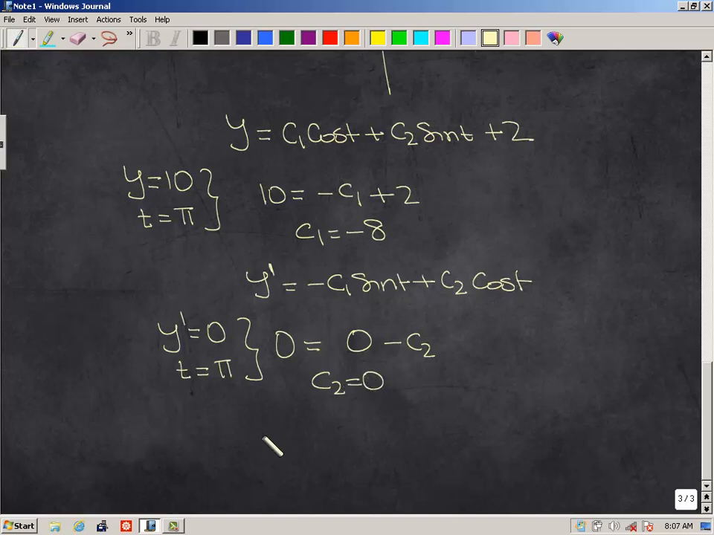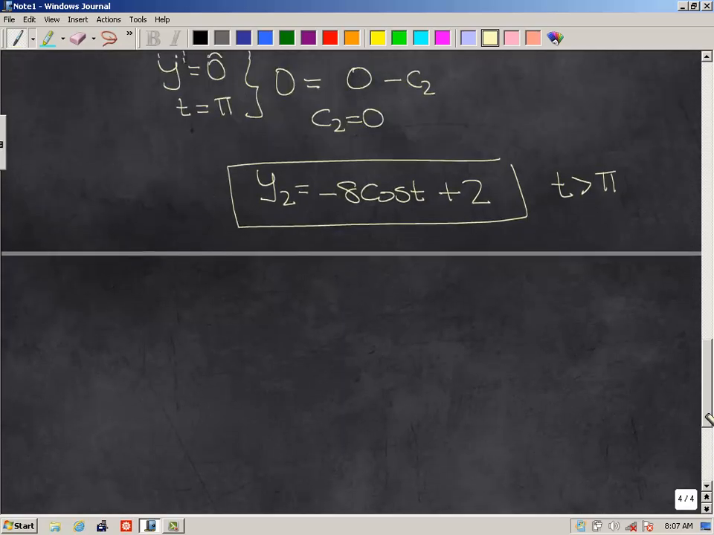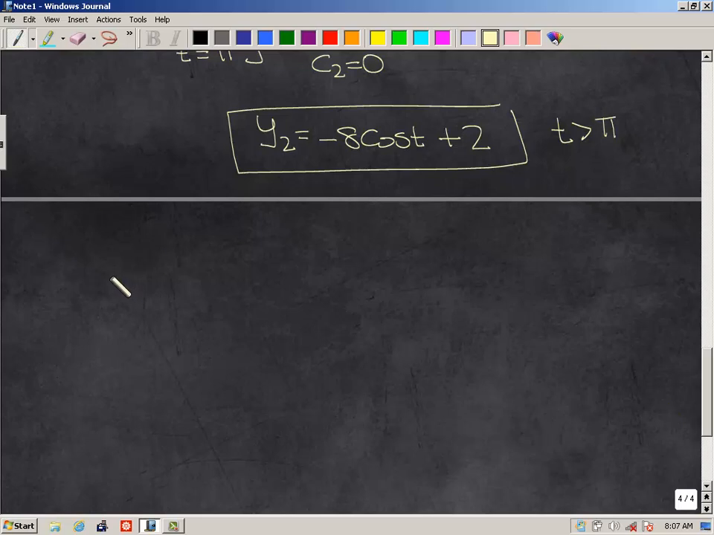So now for this case, again, I'll call this y2 because that's my second solution. This is my solution. We're going to replace c1 and c2. c1 is negative 8, cosine of t, c2 is 0, so we get plus 2. Now this solution is only good if t is greater than pi. All right. So let's put the two solutions together. So this is going to be my final solution.